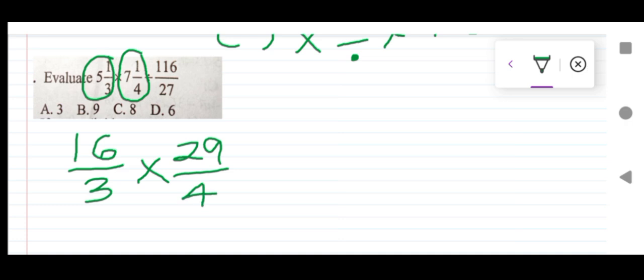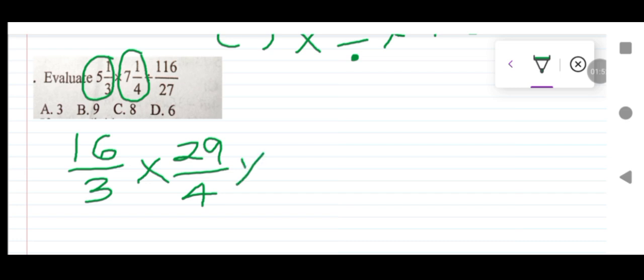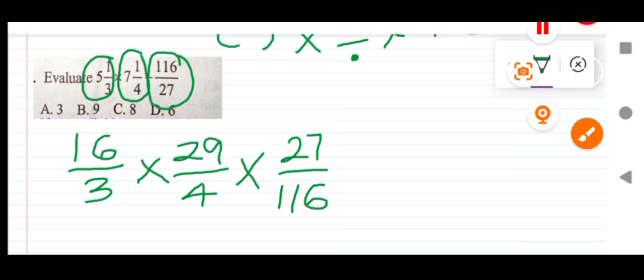At this point we have to be very careful. Division right there will change to multiplication, and when that happens, the fraction after the division sign will invert, and we are going to be having 27 over 116. I hope that's okay.